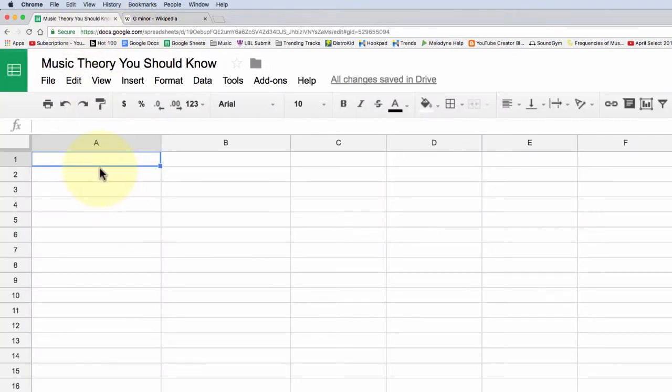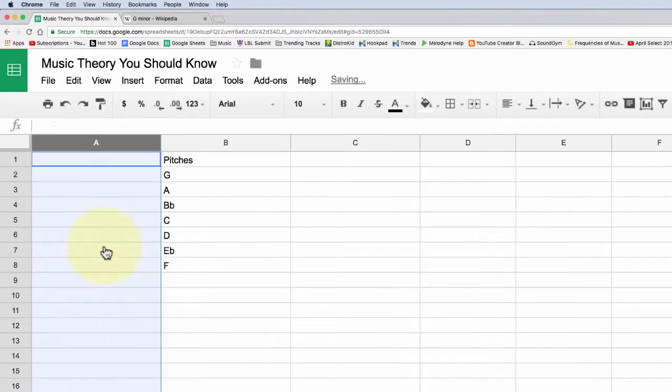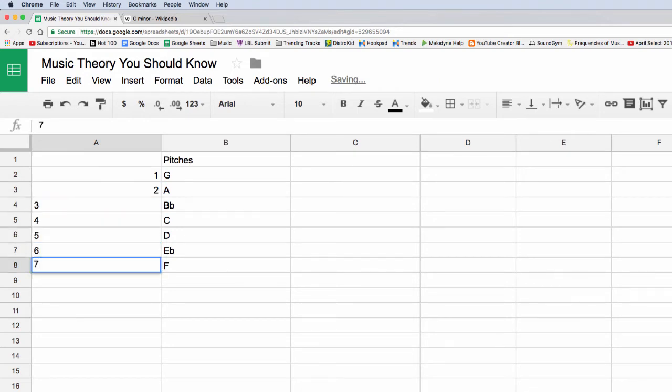So let's just go ahead and write that down. G, A, B flat, C, D, E flat, and F. All right, so that's the scale of G minor, so pitches. Okay, and another thing I'm going to do really quick is just numerically label these. So 1, 2, 3, 4, 5, 6, 7. There we are. And let's just tidy that up really quick.